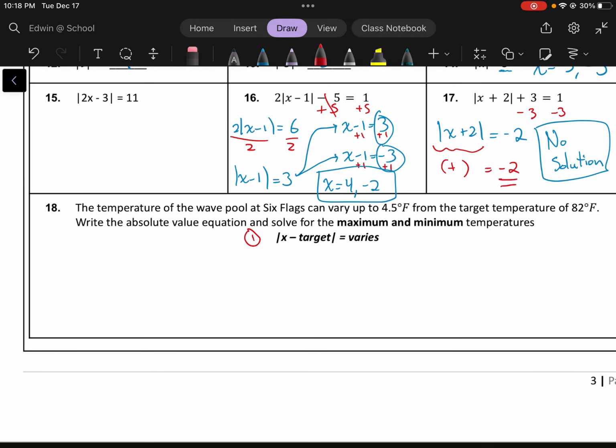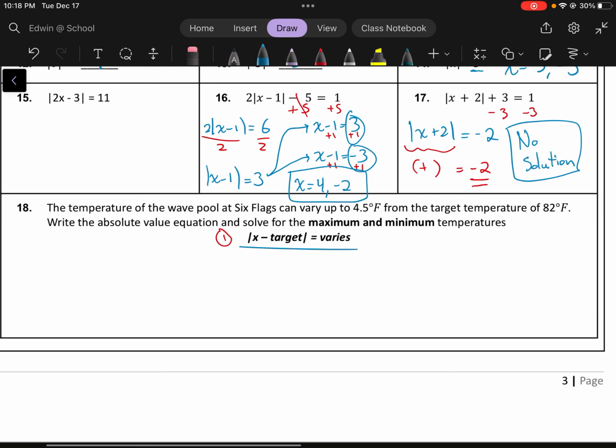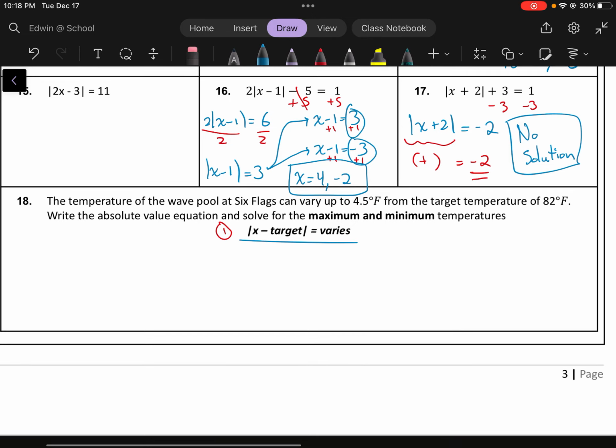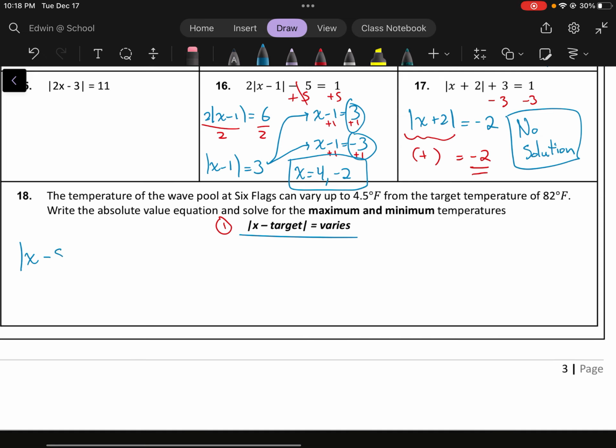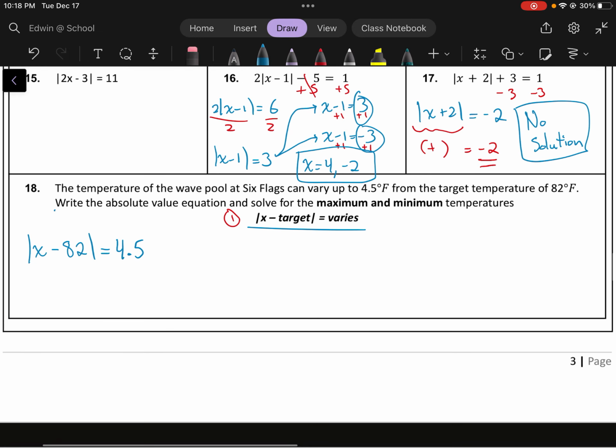And now, for sure, you're going to get a question like this on the test, so make sure you understand it. It's going to be in this form: the absolute value of x minus target is equal to the variation. So we have a temperature of the wave pool at Six Flags, and it can vary up to 4.5 degrees from the target temperature of 82 degrees Fahrenheit. So that means we got our expression, x minus target, which is telling us it's 82 degrees. That's going to be equal to the amount that it can vary, which is 4.5. Look at that. It says write the absolute value equation. That is our first answer.